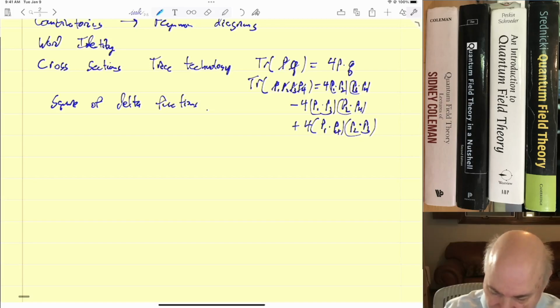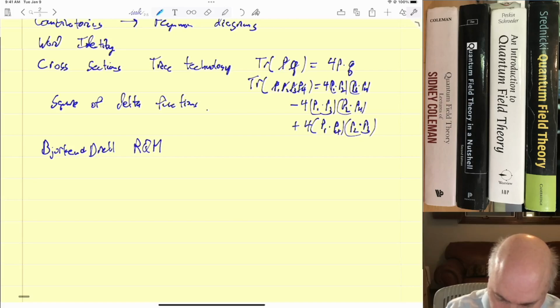And I still recommend today, even though it's like 60 years old, the book by Bjorken and Drell, Volume 1, Relativistic Quantum Mechanics, because it has an excellent treatment of the propagator.